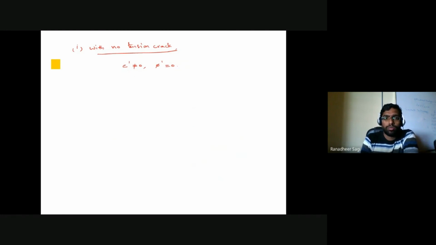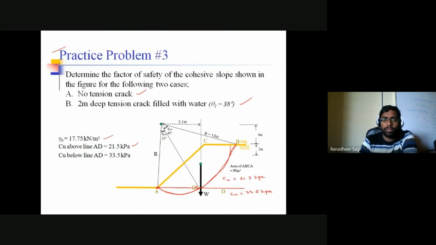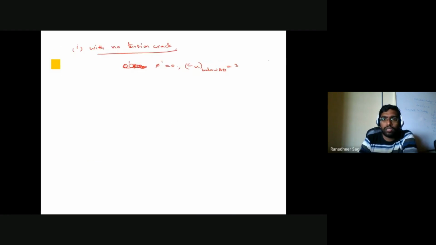Yeah, so what is given here particularly is the Cu value below AD line is 33.5 kilopascal. And the Cu value you have above AD line is 21.5 kilopascal. And the bulk unit weight of the soil is given as 17.75 kilonewton, not kilopascal, kilonewton per meter cube.